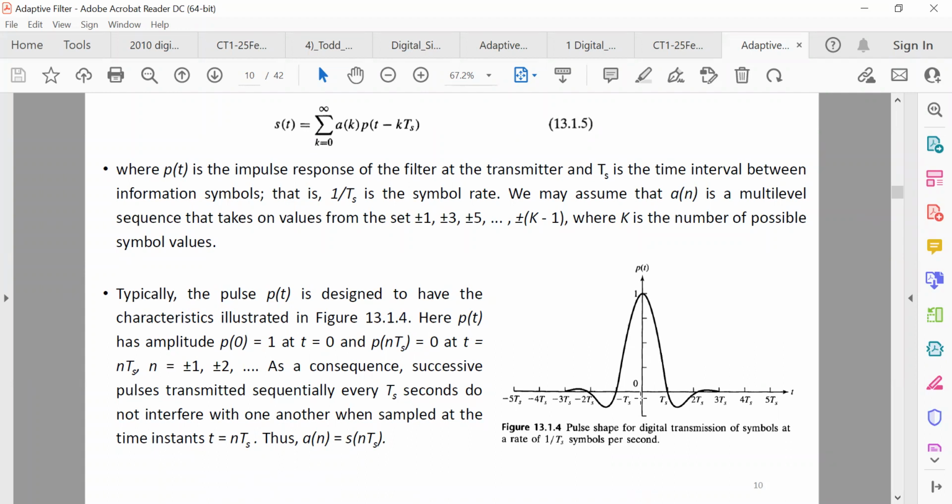Okay, so this is the pulse shape. Sometimes we say in this case it is the impulse response of the transmitter. So see, at t equal to 0 we have the maximum amplitude, and at t equal to +1, -1, +2, -2, +3, -3, at those instants the signal level is 0.